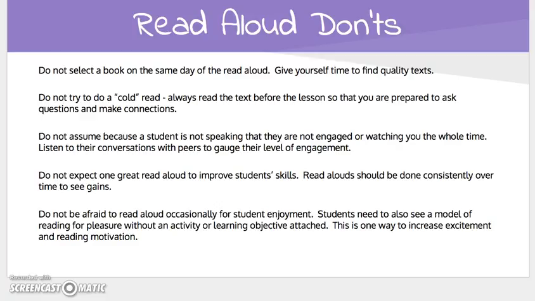Do not assume because a student is not speaking that they are not engaged, or if they're not watching you the whole time. Listen to their conversations with peers to gauge the level of engagement. So if they're not looking at you, if they're looking around, if they don't look visually engaged, they may still be listening, and you can listen into their conversations to decide whether or not they're comprehending and understanding the story.